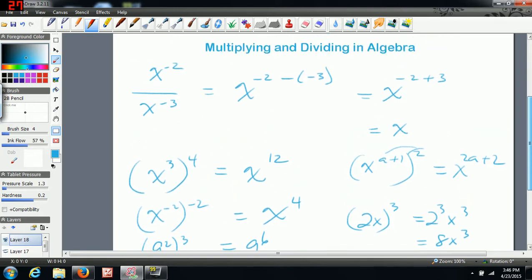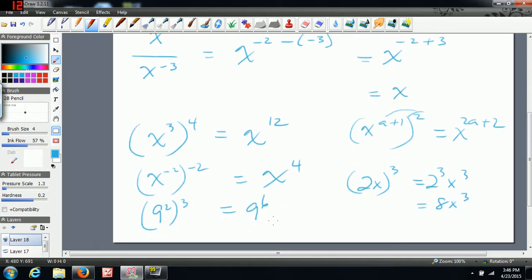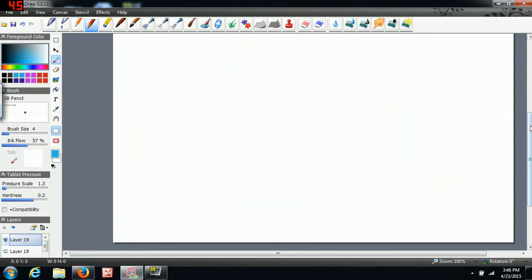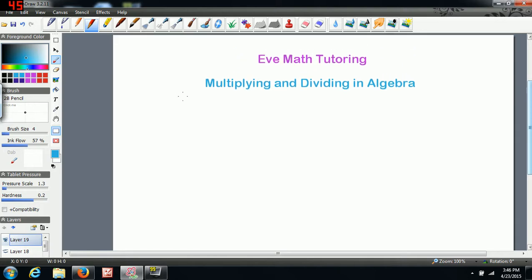Okay, so just multiplying, dividing in algebra. There's a lot of other examples that could be done, more complicated examples. Like I had done some in the previous part of this lesson, so you can try those types of questions as well. When you're multiplying something like, just want to go over something else here.